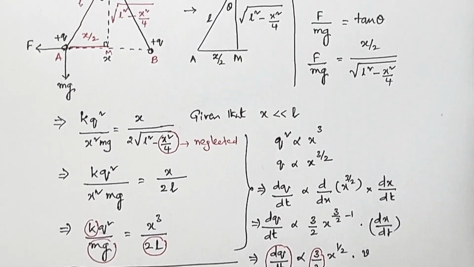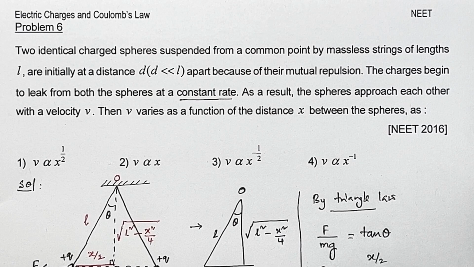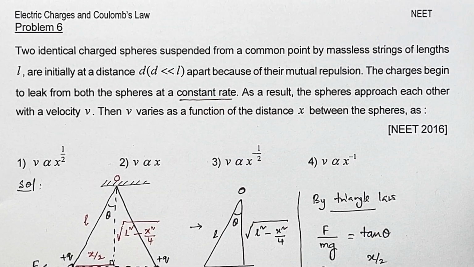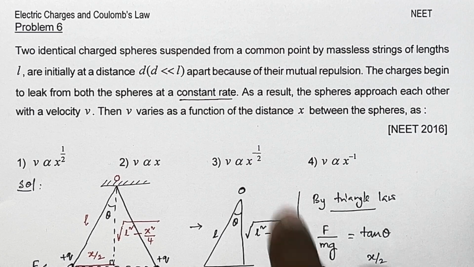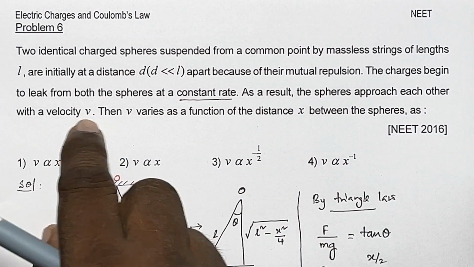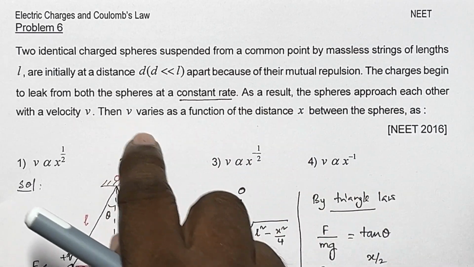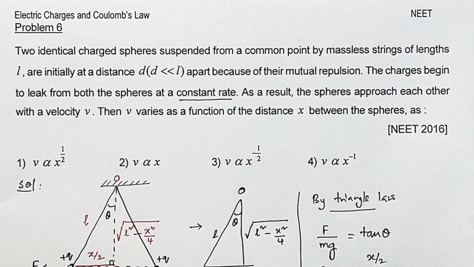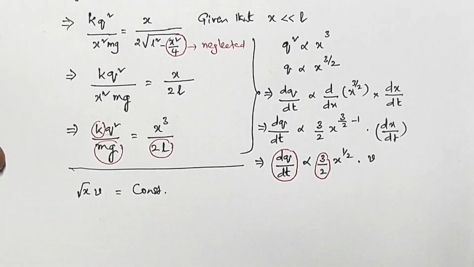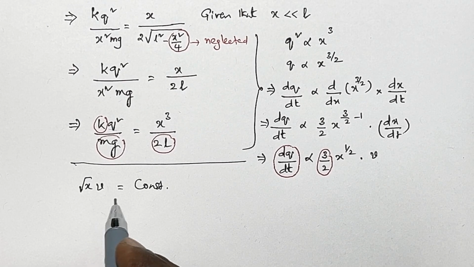What relation do we have to establish? Let us once again revisit the problem. Yes, this is the problem. Constant rate, that's why I have taken dq by dt constant. As a result, the spheres approach each other with velocity, and the v varies as a function of distance x. The relation between v and x we have to establish. Here already came root x into v is equal to constant.